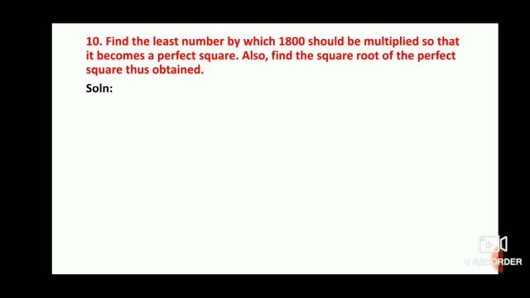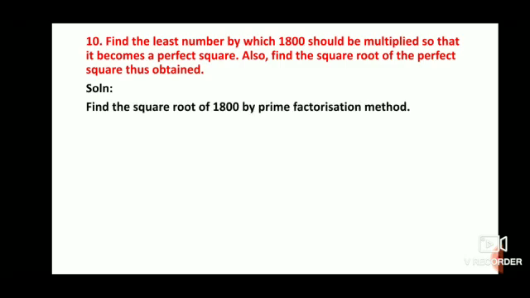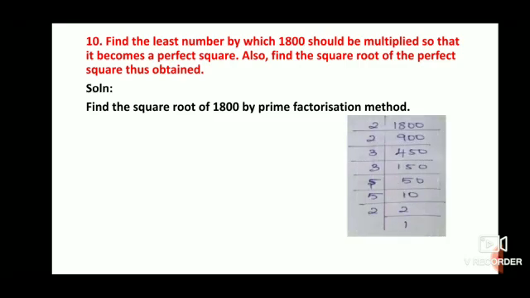Next, 10th question. Find the least number by which 1800 must be multiplied so that it becomes a perfect square, and find the square root of the perfect square thus obtained. First, we should find the square root of 1800 by prime factorization method. This is prime factorization method. See the picture.